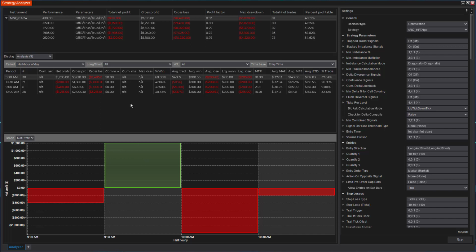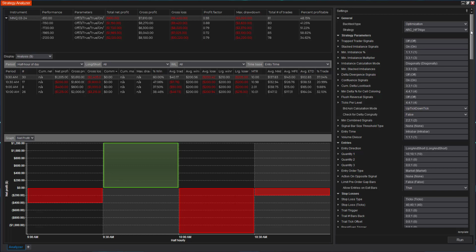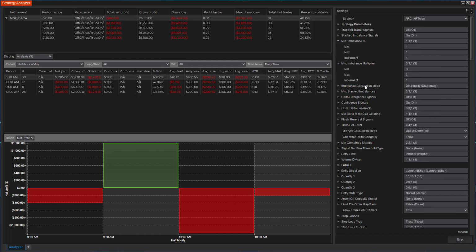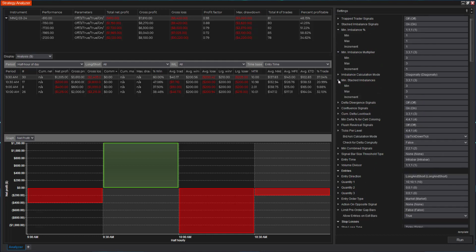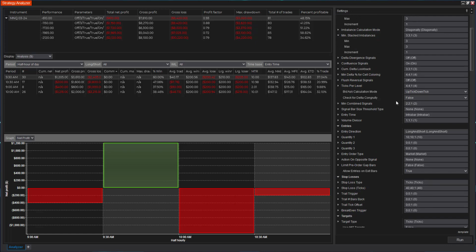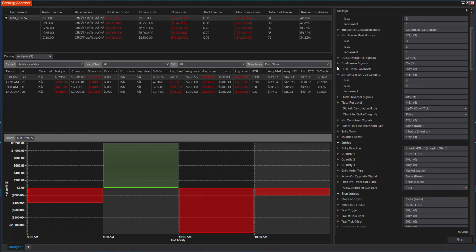So we may need to look at optimizing for this 9:30 to 10 and then expand it out and see what it looks like over the other times. So this is where we are at currently. Let's run it just 9:30 to 10 and see if we need to optimize anything else. We can look at optimizing some of the parameters in here like this. Minimum multiplier, we can optimize that. Minimum imbalances we could optimize. Let's see what else. Ticks per level I'm going to leave at 4. Cumulative delta, look back, and minimum percent, we could even optimize those.